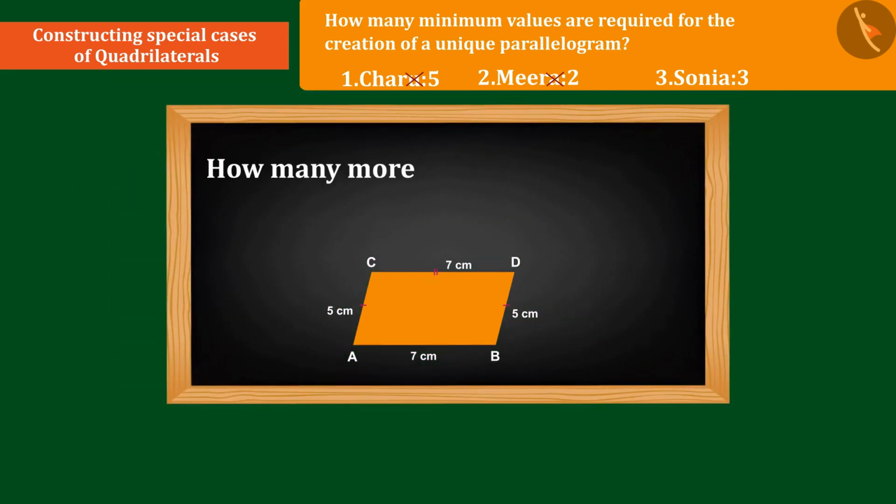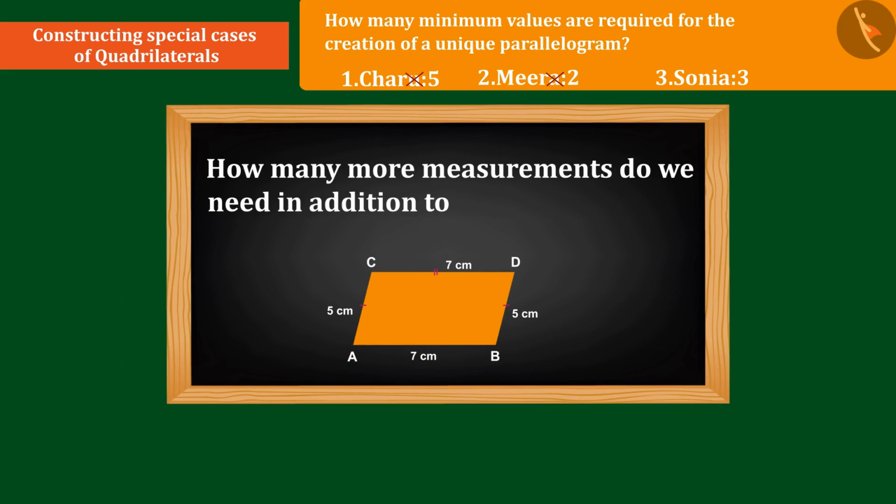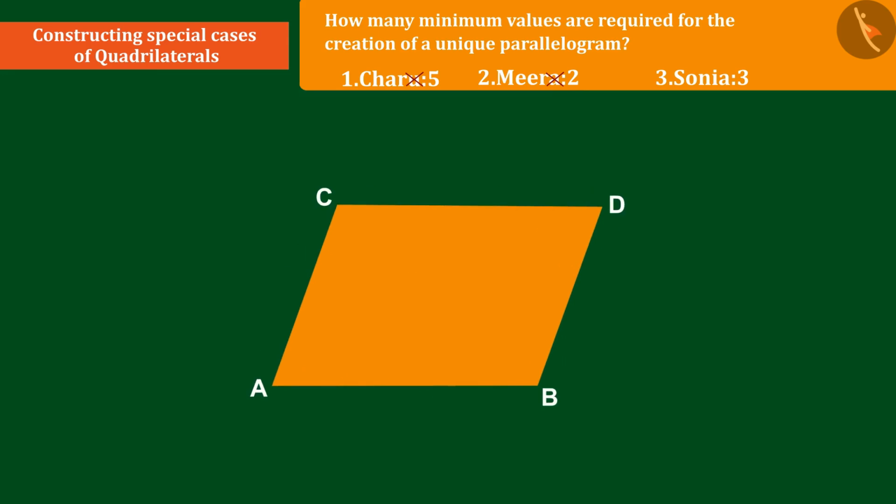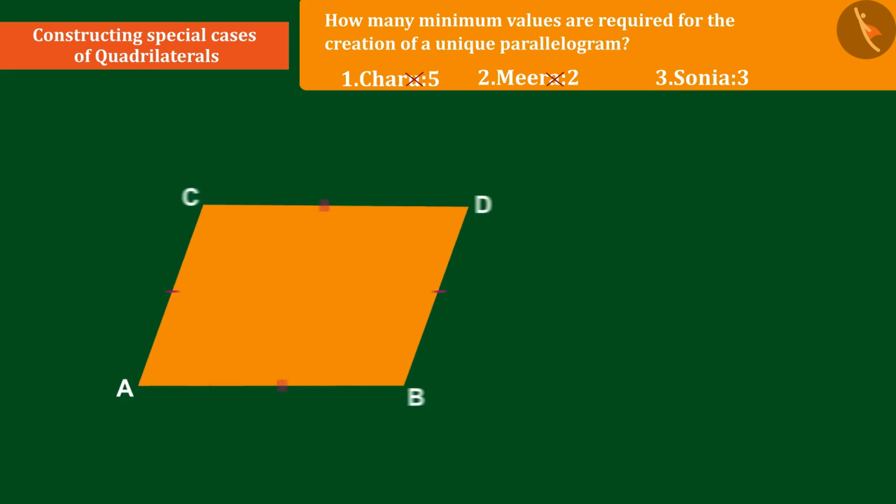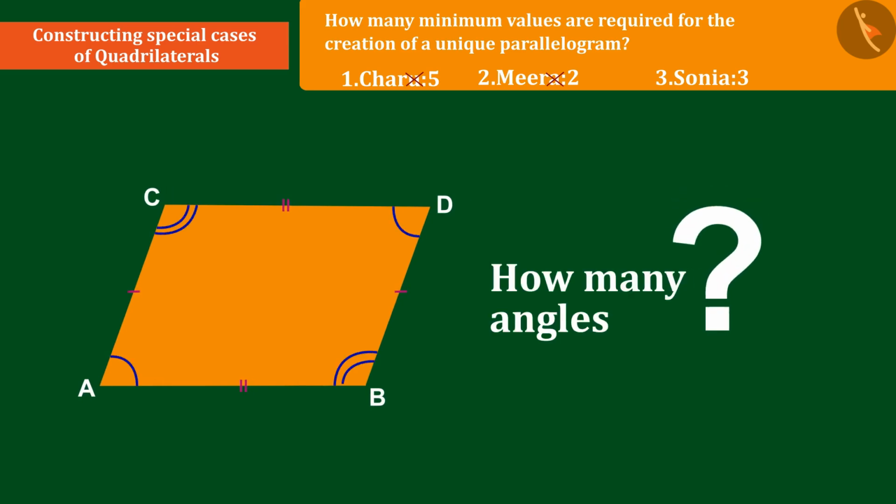Now, the question is, how many more measurements do we need in addition to the adjacent sides? We have the measurement value of all the sides of a parallelogram. So how many angles will make a unique parallelogram?